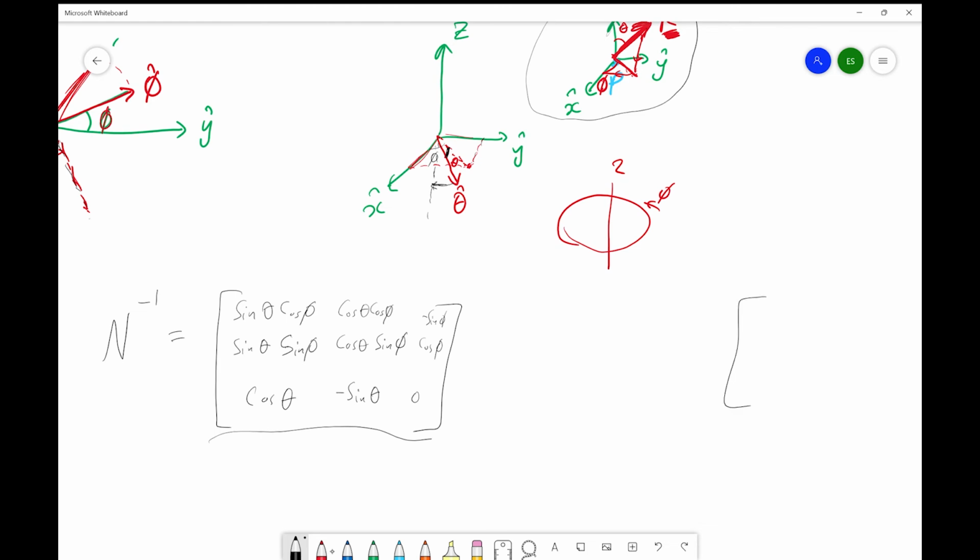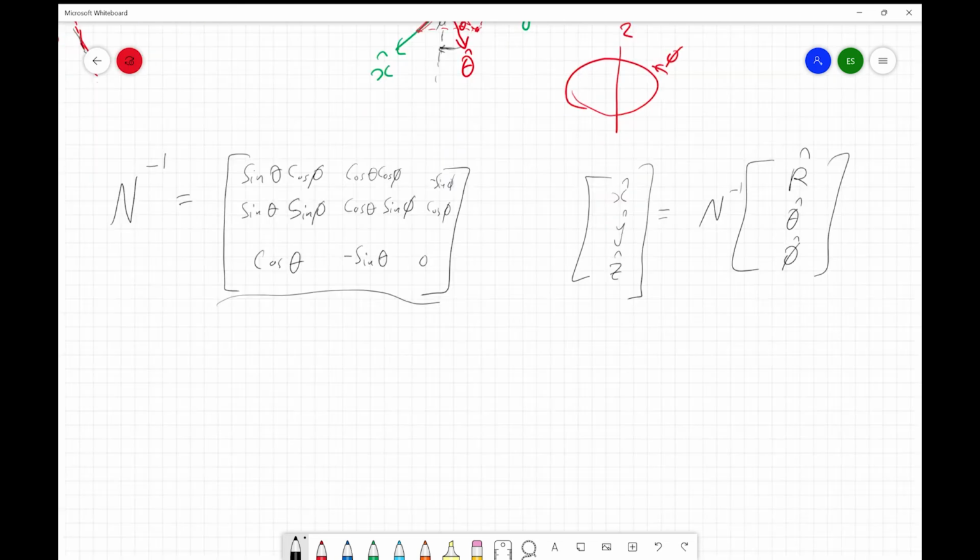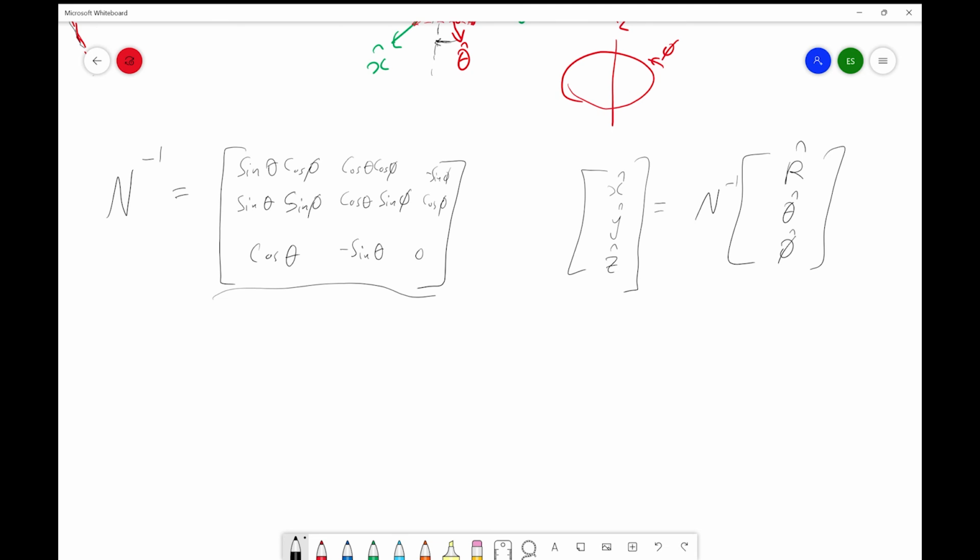This takes me from r hat, theta hat, phi hat times an inverse to the left to x hat, y hat, z hat. And now that I have both the n and n inverse transformations, I can transform between, for free, now I have the transformation from cylindrical to spherical and vice versa. Let's do now the transformation from cylindrical to spherical.